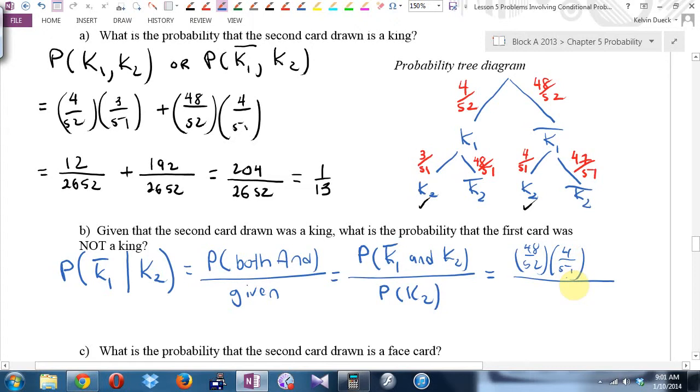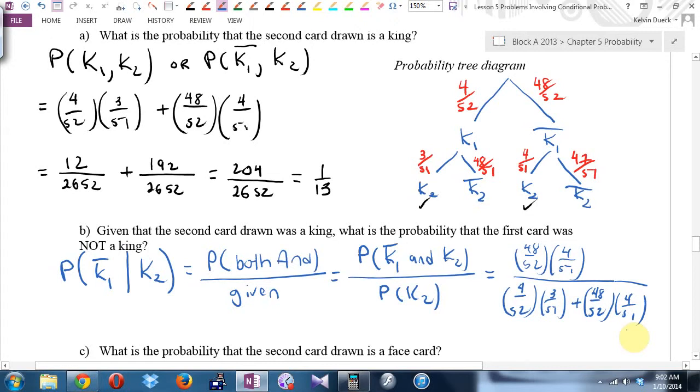What's going to go on the bottom? Well, conveniently, we just figured out, I think, king 2. Did we not? But really what we would say is this. Any branch that ends in a king 2 is going to go on the bottom, which is 4 out of 52, 3 out of 51, or, because or means add, 48 out of 52, 4 out of 51.